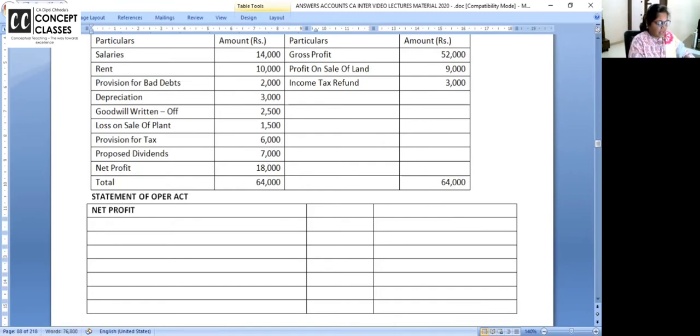Net profit as per P&L account. Net profit as per P&L account is how much? 18,000. Now you do some add and some less. Some add and some less. Yeah. So let us start from the credit side. GP is given. Now profit on sale of land is 9,000. Profit will always come with the sale consideration as inflow in the investing activity. तो यहाँ भी credit किया, यहाँ भी inflow लिया.